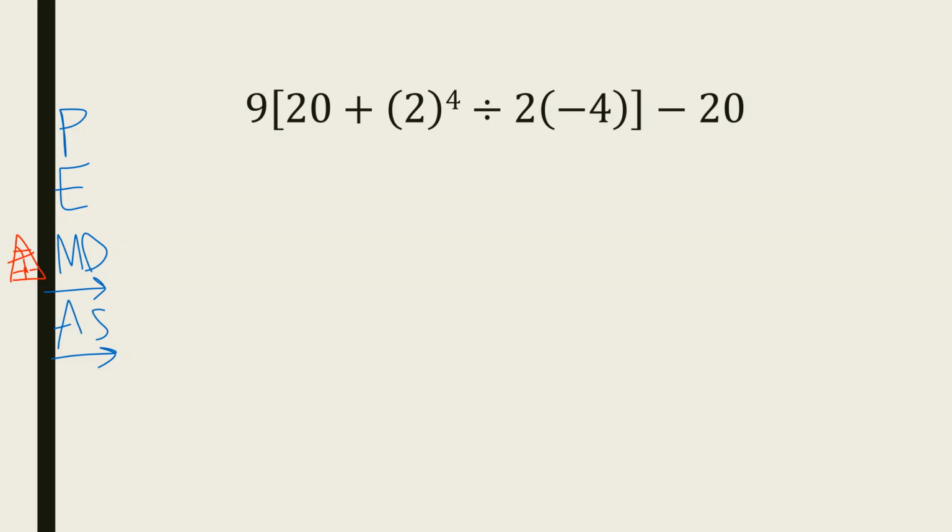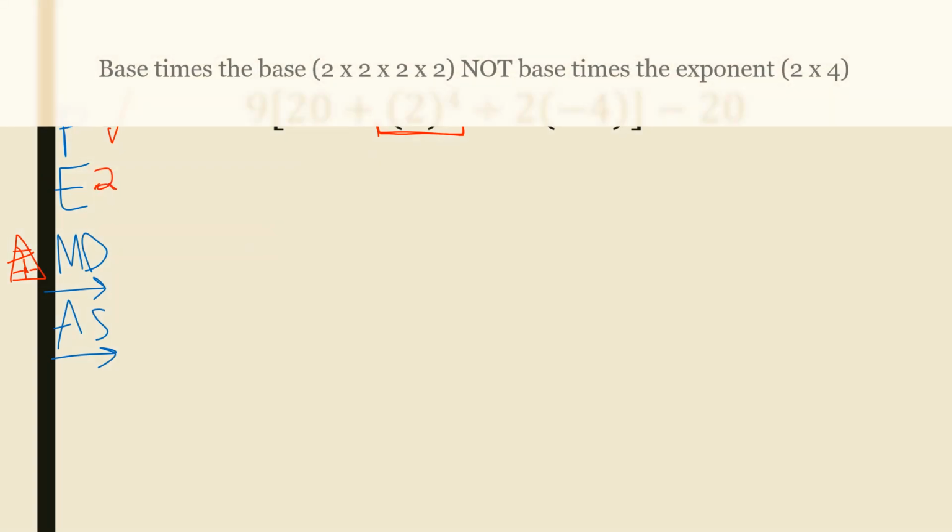Now we do have parentheses, and within the parentheses, we do not have another parentheses, but we do have exponents. 2 to the 4th power. Remember that exponent 4 tells us how many times we're going to write our base 2. And when we're dealing with exponents, remember we're multiplying the base.